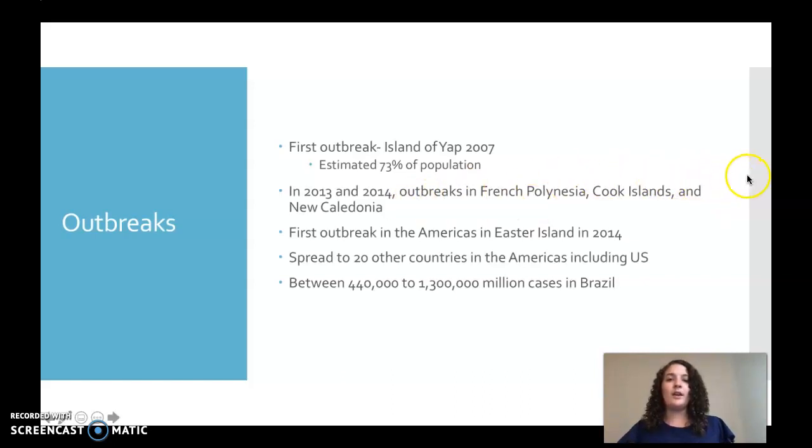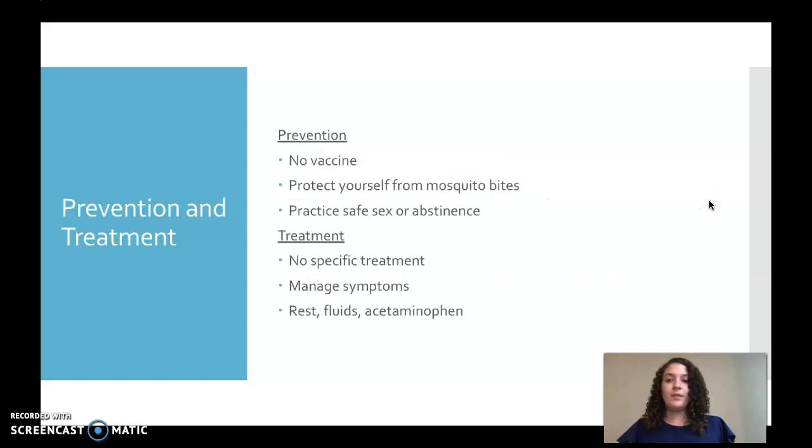The biggest outbreak in the Americas was in Brazil. It was estimated that 440,000 to 1.3 million cases happened in Brazil. People believe that the outbreak in Brazil was due to the FIFA tournament that was held there in 2014, I believe, and Brazil's more tropical climate, which makes it a better habitat for the mosquitoes which spread the virus.